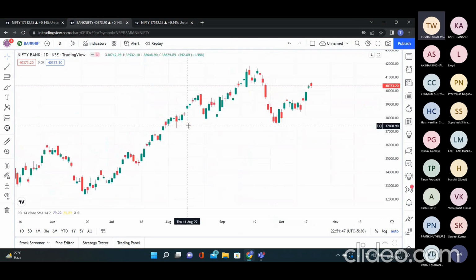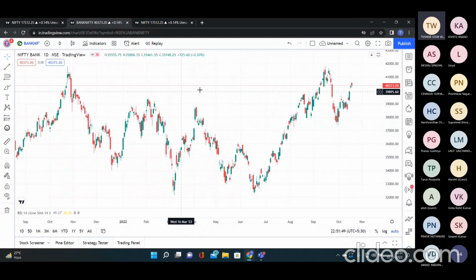So I would like you to tell me what are the support and resistance levels of this Bank Nifty chart. Can anyone tell me?